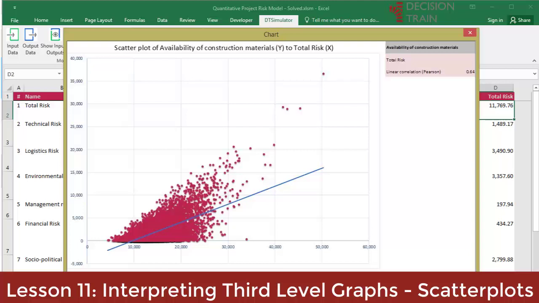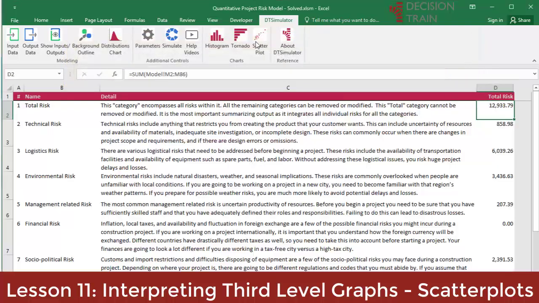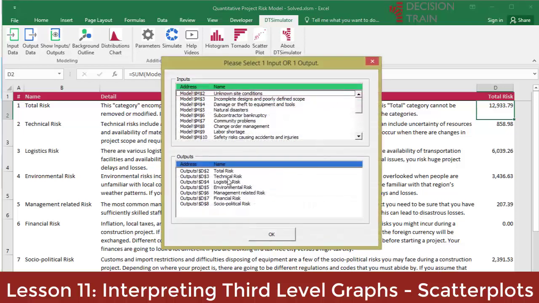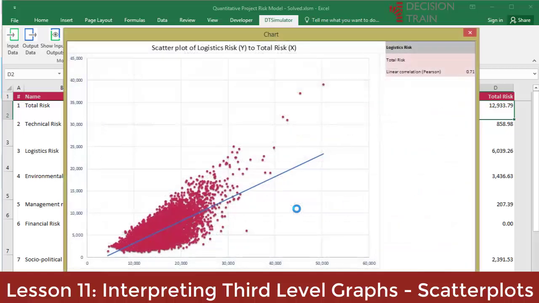Now, with your cursor still on total risk, click on the scatterplot icon and select logistics risk. Observe what happens when you choose the category of logistics risk in relation to total risk, with a coefficient of 0.68, as we have mentioned before. It can be seen how the set of points now tends to concentrate more towards the adjusted line. What this diagram partially expresses is that when the logistics risk is high, consequently, the total risk will also be.